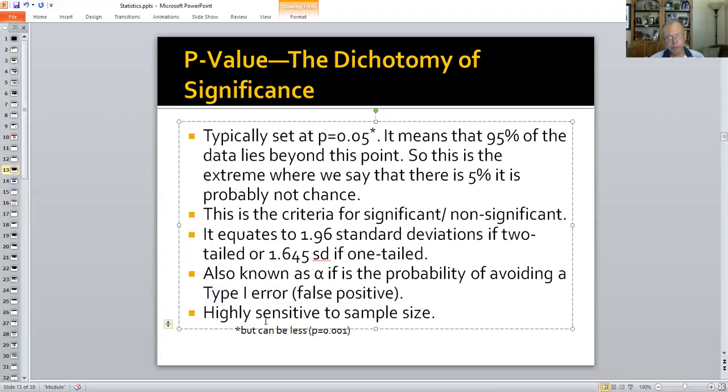Now, p-value is highly sensitive to sample size. Here's why. The more subjects you have, the more accurate your p-value will be. It can be greatly distorted with a smaller n, with a smaller number of subjects. So it's sensitive to that.